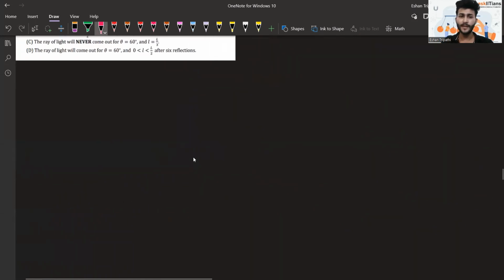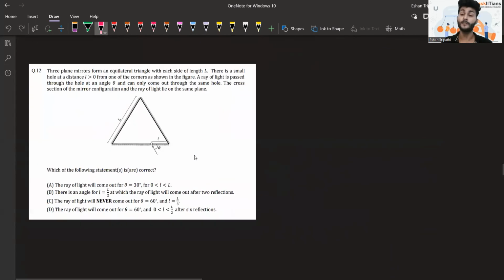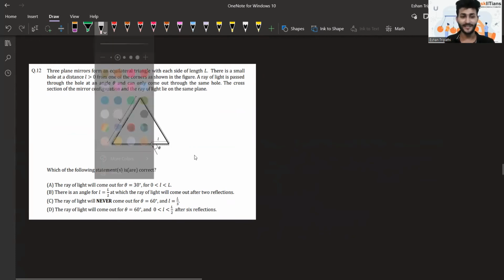So with this, now we can move to the next question, which is question number 12. And this is finally from optics, a question from optics, very much awaited. And if you see, it's mostly from geometry. It's not even a question of optics. We can probably do this question from grade 10th knowledge also. So let's see what actually this question says.